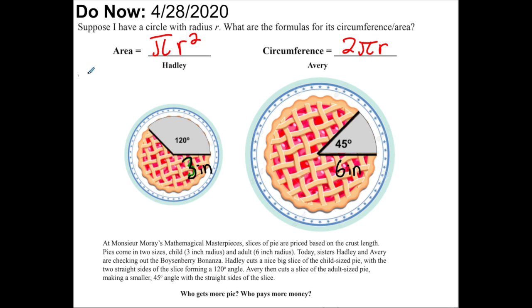Remember that the first step is you take the number of degrees and you divide by the total degrees in a circle, and that's 360. So that's, in other words, a third. Okay, the second step is you find the area of the entire thing. So if the radius is 3, the area would be pi times 3 squared, or 9 pi.